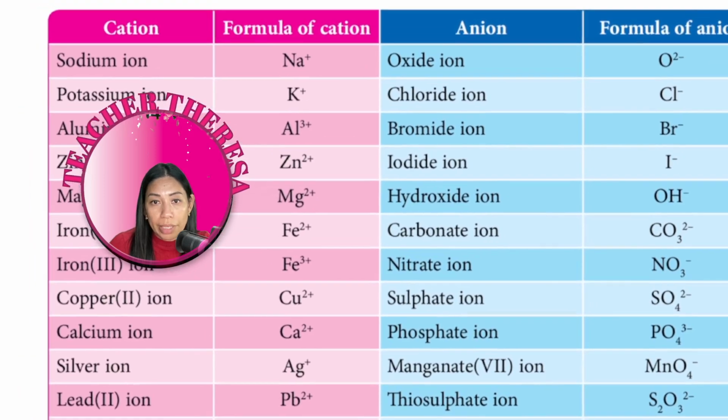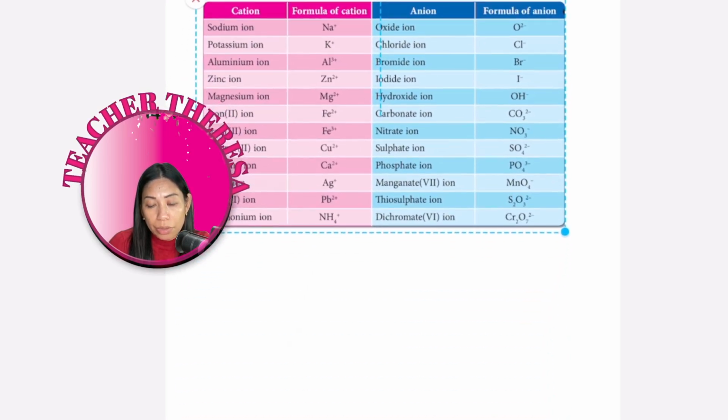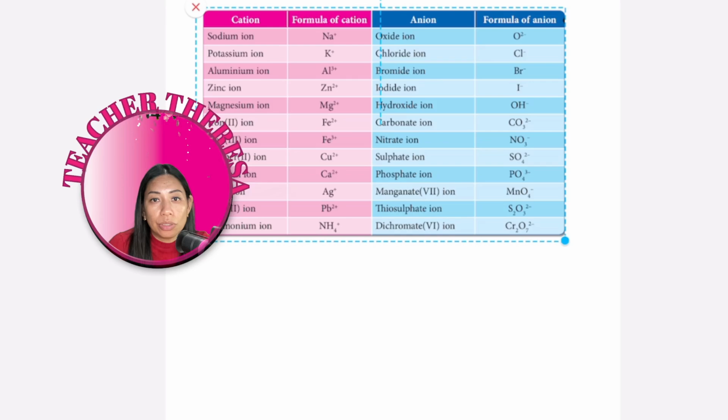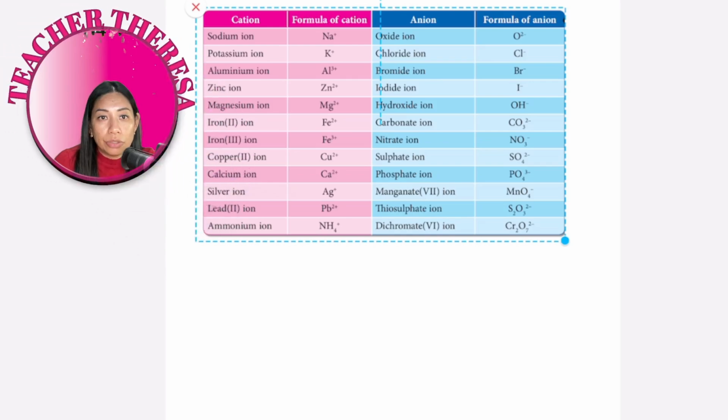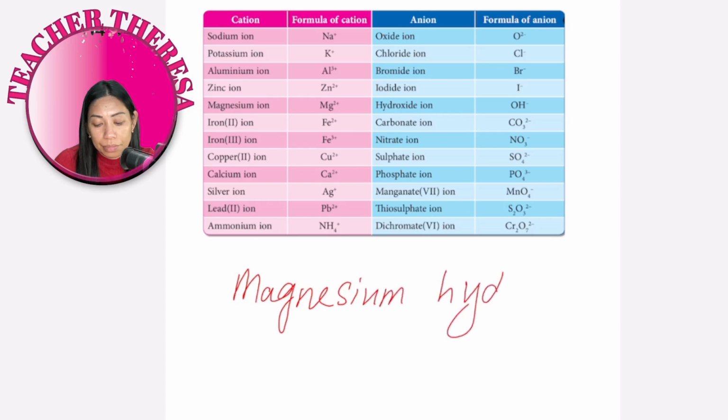Now, formula writing you can do two ways. One is you can do the criss-cross method. Criss-cross means you just cross the oxidation numbers. So for example, you want to write the formula of magnesium hydroxide. How do we write the formula of magnesium hydroxide?